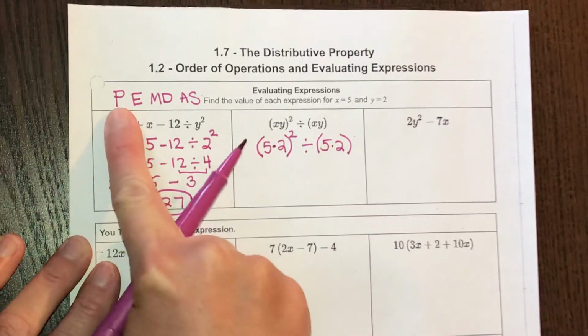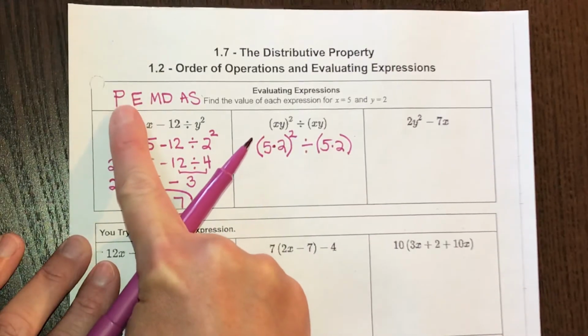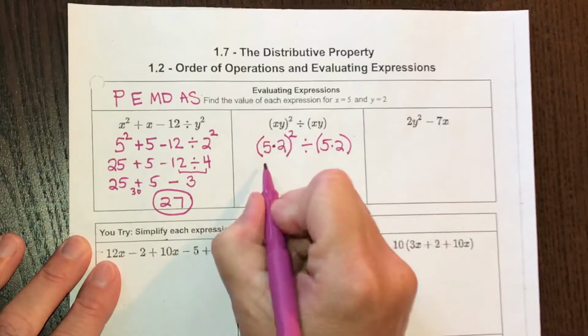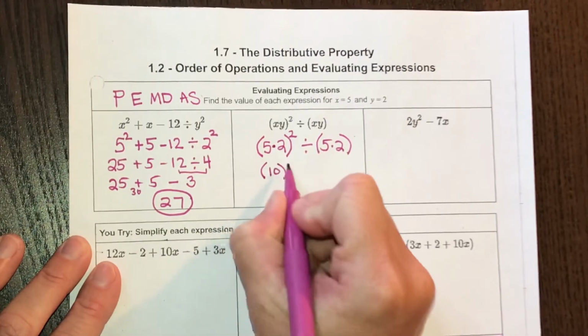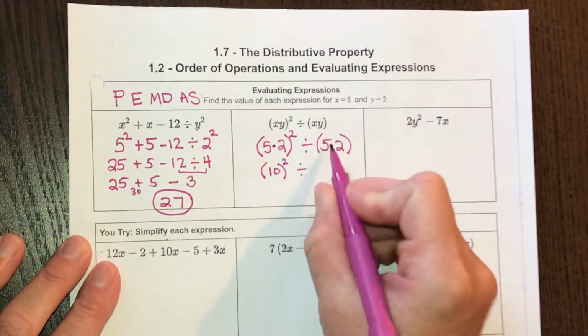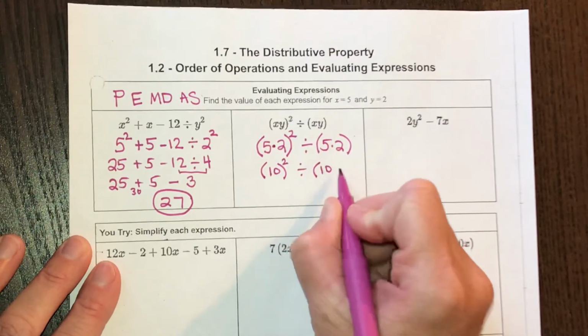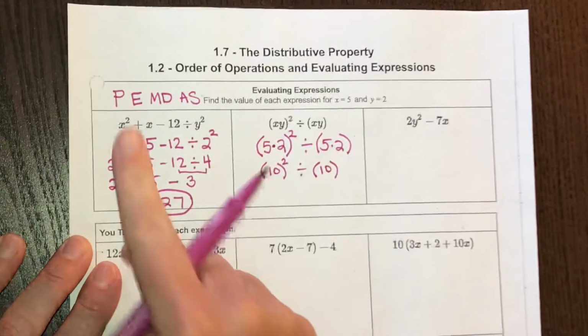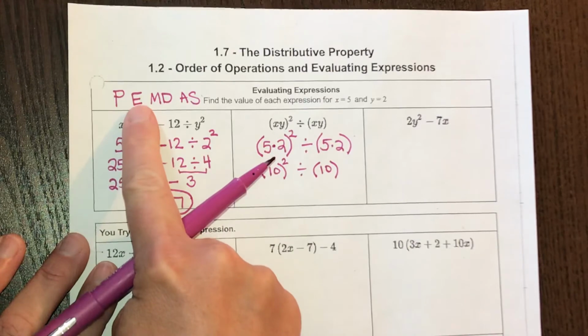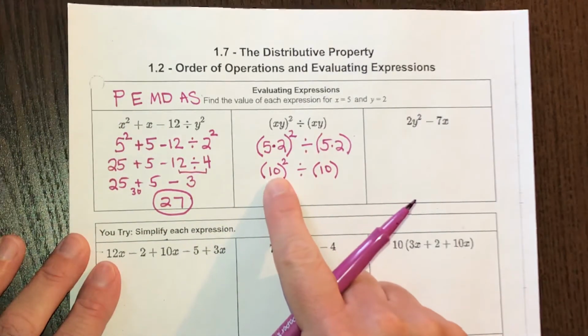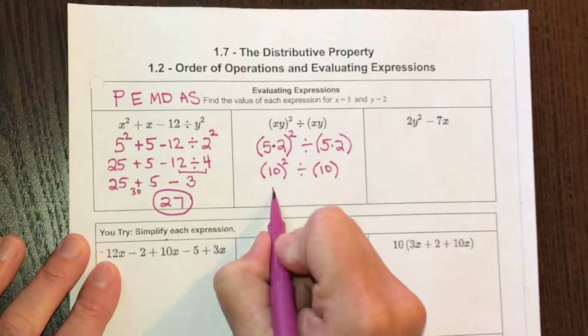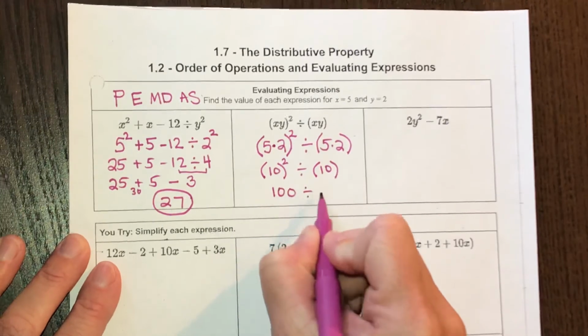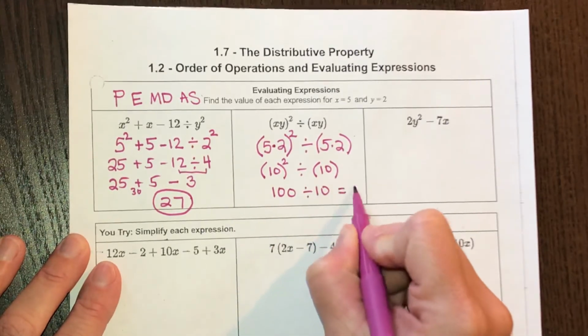Now my order of operations says I need to do what's in my parentheses first. And 5 times 2 in that parentheses is 10. 5 times 2 in this parentheses is also 10. Next, I'm going to do my exponent. 10 squared, or 10 times 10, is 100. And 100 divided by 10 is 10.